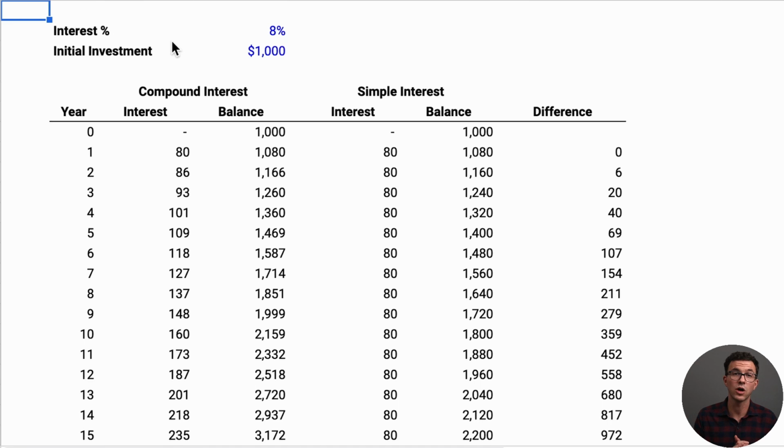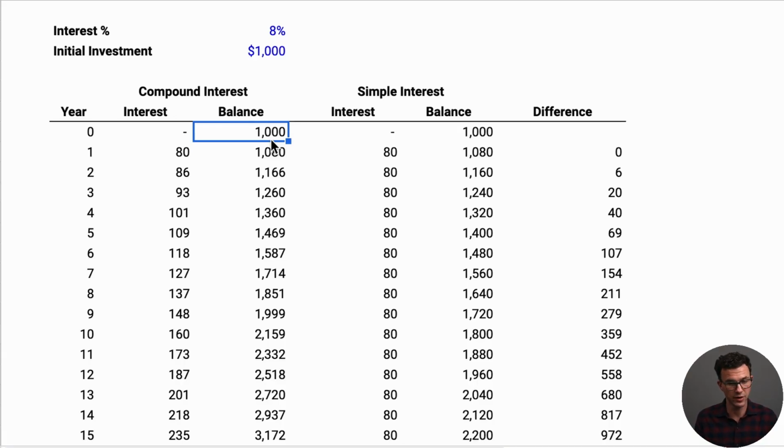So I created this worksheet to walk you through basically the difference of compound interest and simple interest over time. So you can see here, I have an interest rate of 8% using this example, and $8,000. What you can see here with the simple interest, every single year you're receiving $80. And if you take a look at compound interest, year one, you make $80, year two, $86, year 10, $160.